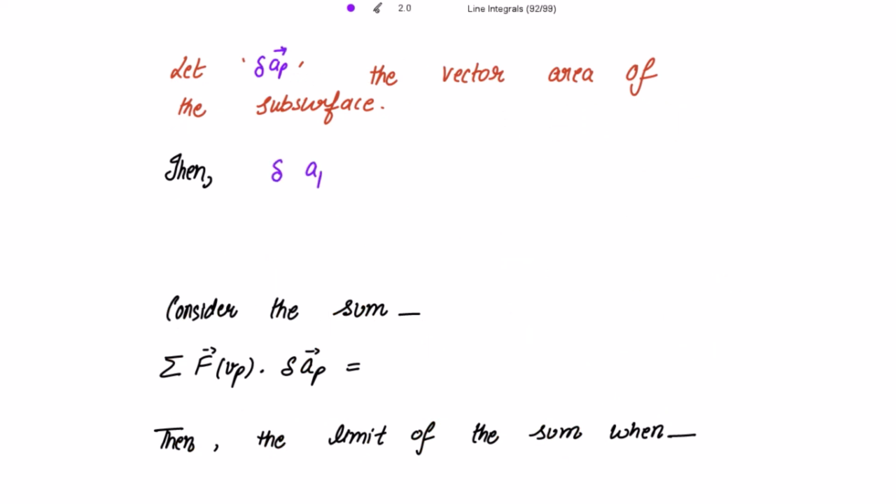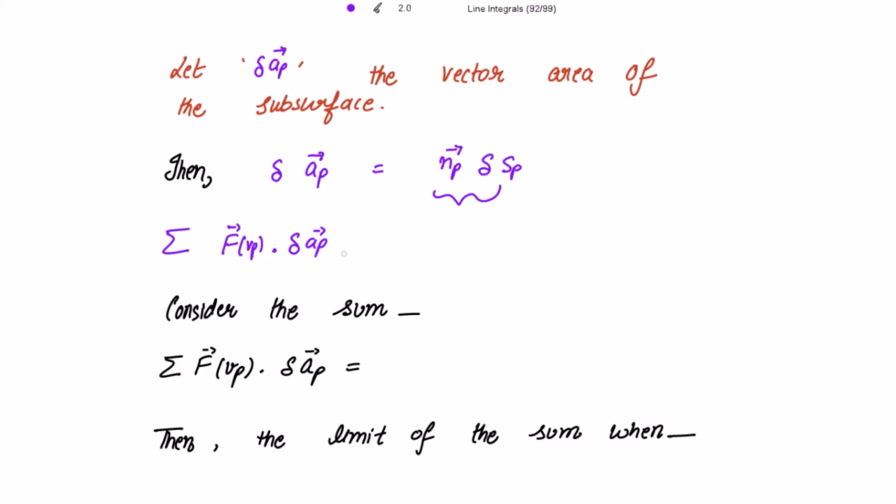So delta AP vector, that is the vector area of the subsurface, is equal to multiplying the area of the subsurface, that is delta SP, with the unit vector which is along the normal to the subsurface where the point VP is present. That is why I'm writing AP, NP, SP, because that point VP is present over there. So the vector area of the subsurface is equal to the product of unit vector and magnitude of the area of the subsurface. If I take the dot product of delta AP with F vector which is depending upon the point VP, and consider their sum.